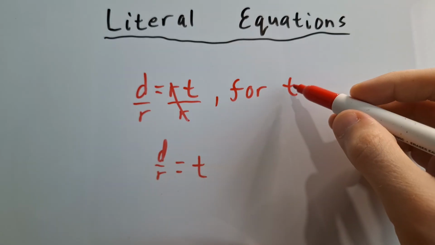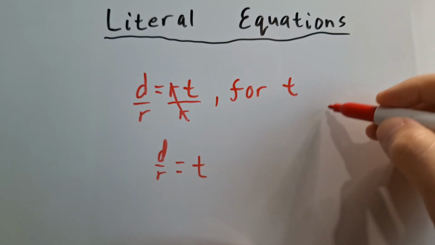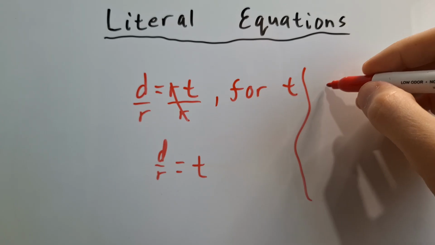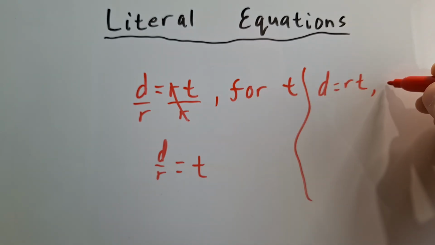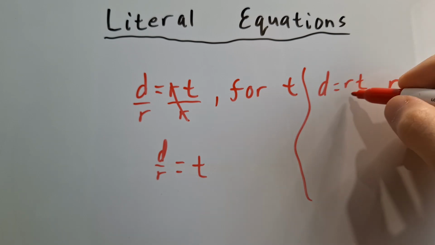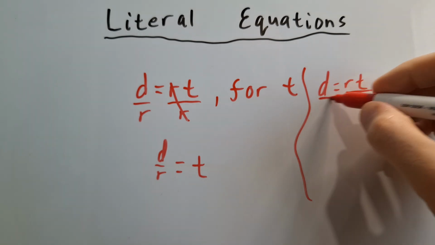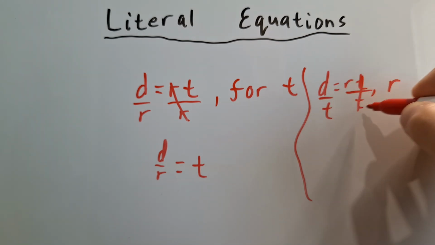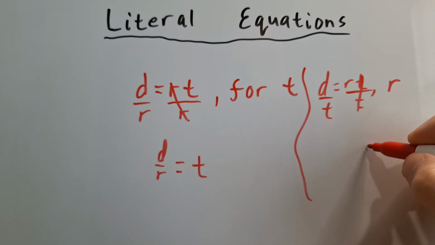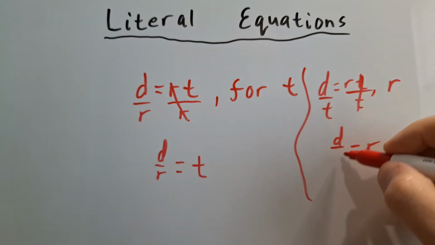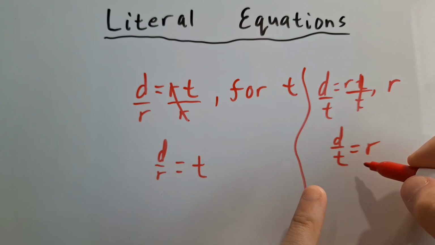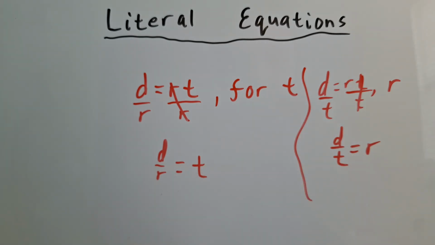And likewise, if I wanted to solve for rate, I'll just do that over here real quick. All we would do is divide by t. So a very similar approach. I would have rate equal to distance over time, and that would solve this literal equation. This is just one example. I'm going to work out a couple others.